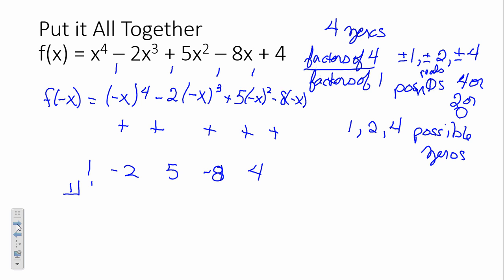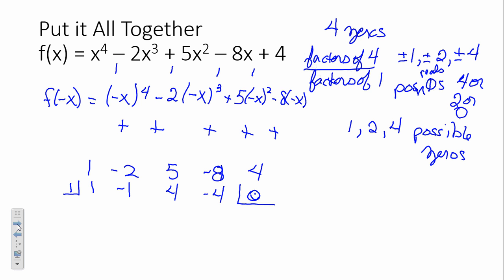So when we drop our 1 down, 1 times 1 is 1, plus a negative 2. 1 times a negative 1, plus 5. 1 times 4, plus a negative 8. 1 times a negative 4, plus 4, is 0. Okay. So we got lucky.